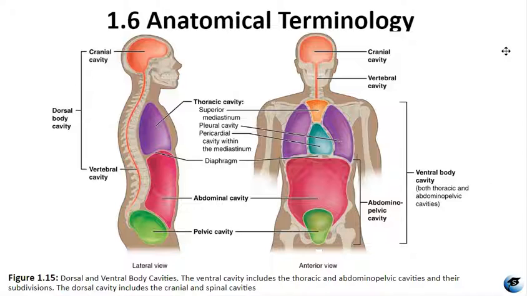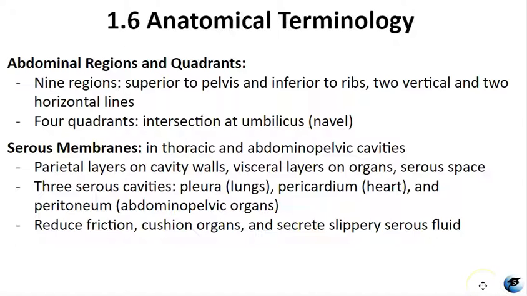The ventral cavity includes the thoracic and abdominopelvic cavities, and then, of course, there's subdivisions as well. So subdivisions of the thoracic cavity include the superior mediastinum, pleural cavity, pericardial cavity. Then here you have the diaphragm, then the abdominopelvic cavity includes the abdominal cavity and the pelvic cavity. Abdominal regions and quadrants divide the cavity into 9 regions and 4 quadrants. So the 9 regions are superior to the pelvis and inferior to the ribs, with 2 vertical and 2 horizontal lines, or 4 quadrants with an intersection at the umbilicus.